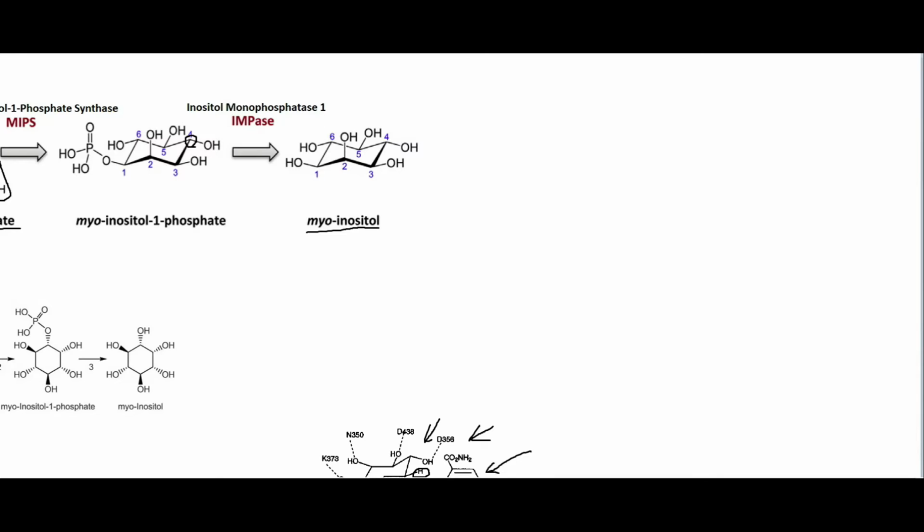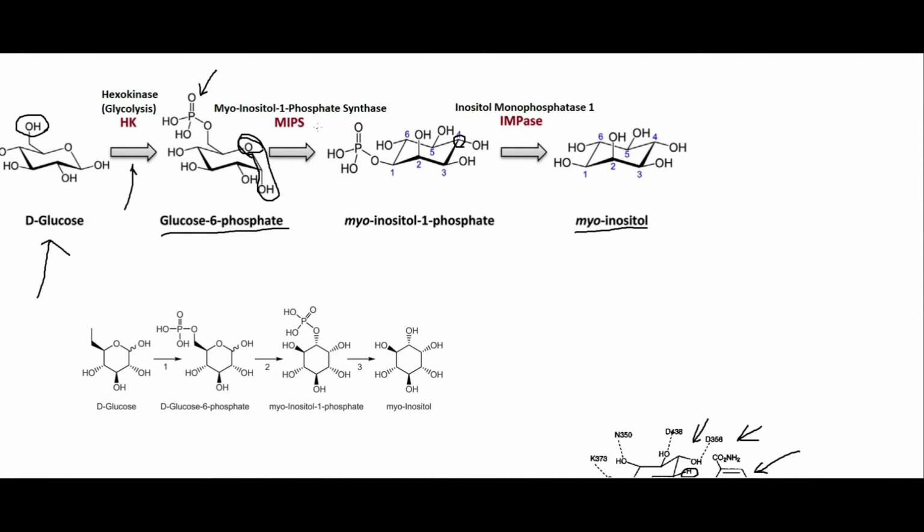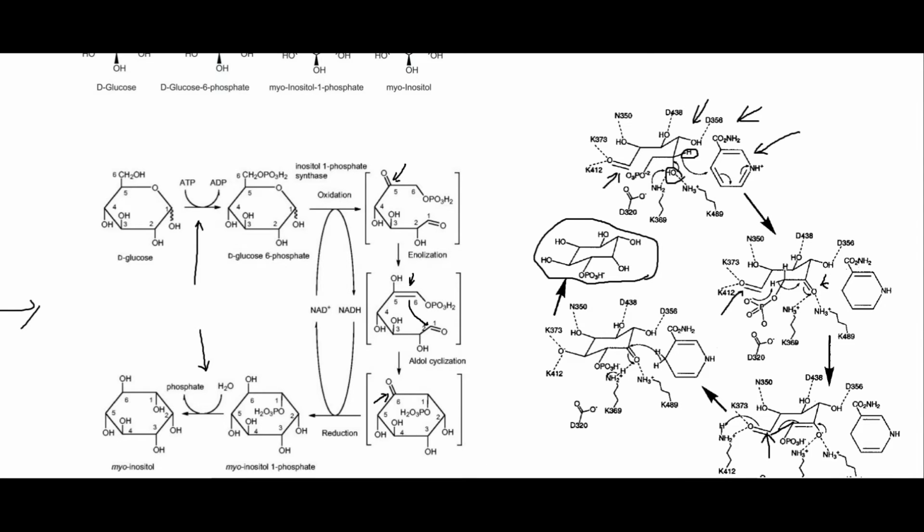But now we have this carbonyl right here, and so now we have the reduction step. So the hydride that was pulled off in this first step right here is now going and attacking the carbonyl carbon on here, and then the electrons come up and extract a proton from this lysine here, and so we end up with our product right here, which is the myo-inositol. And so that is the mechanism for this step up here, which is myo-inositol 1-phosphate synthase.